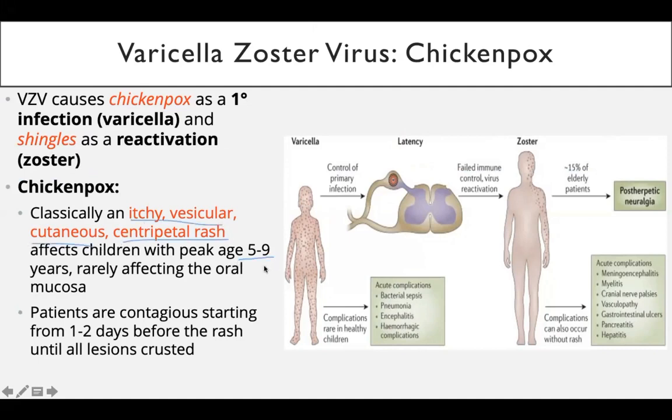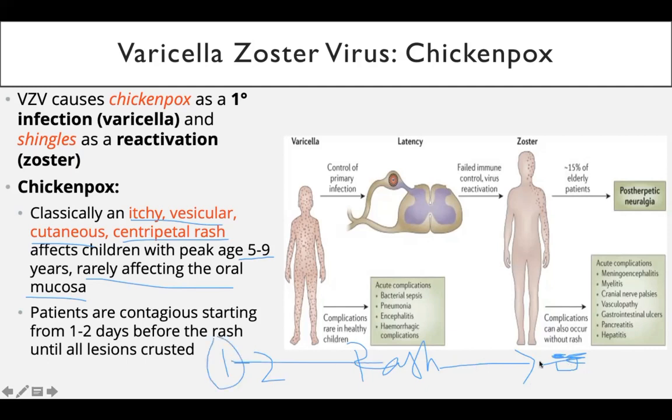Age 5 to 9. Rarely affecting the oral cavity, but it does. And then patients are contagious starting from the first 2 days before the rash, and after 2 days we have the rash, the vesicles will erupt, make superficial ulcers, and then there will be crusting on the ulcers. From the first day up to the crusted lesions, the child is contagious.